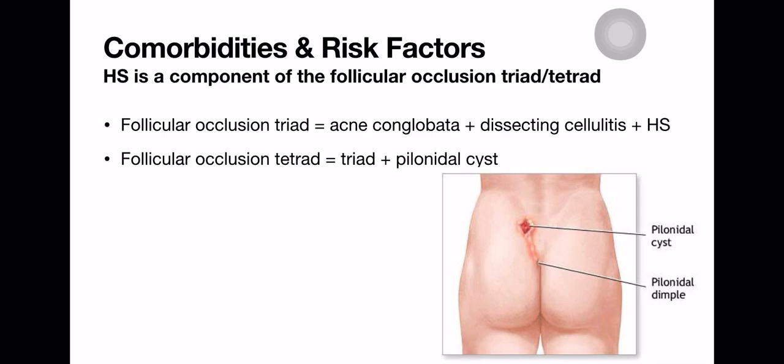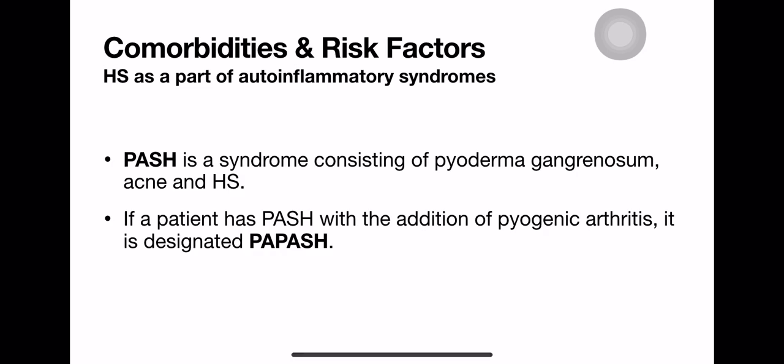HS is a component of the follicular occlusion triad or tetrad. So, the conditions acne conglobata with dissecting cellulitis and HS comprise the follicular occlusion triad. And if you add the presence of pilonidal cysts, that would constitute the follicular occlusion tetrad. So HS and acne can also be components of autoinflammatory syndromes such as PASH and PAPASH, which was discussed earlier.